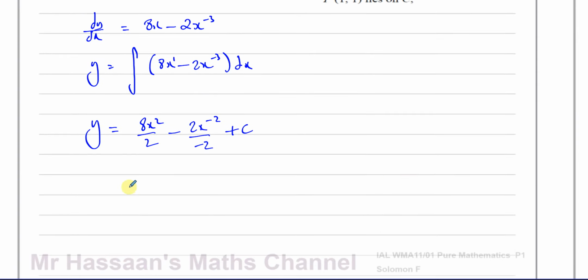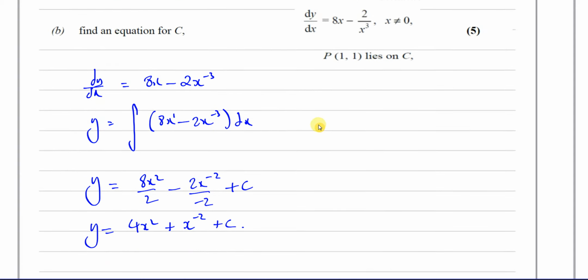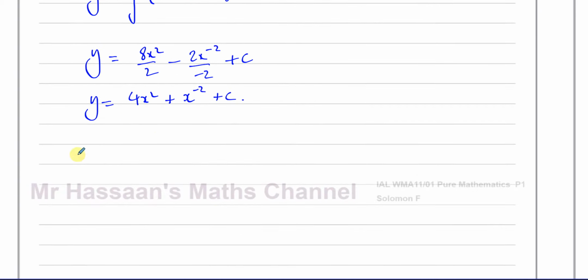So now let's simplify this a little bit first. So you have y equals 4x squared plus, the 2's will cancel, x to the power of negative 2 plus c. That's now the equation of the curve, but we need to find what c is to give a complete answer. So we know that the point (1, 1) lies on C, so we replace those values into this equation.